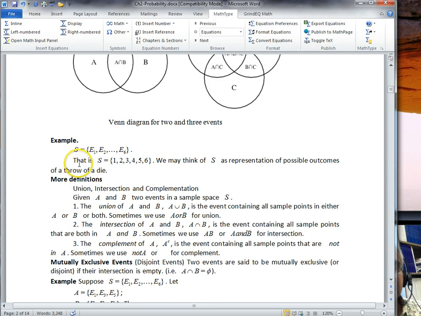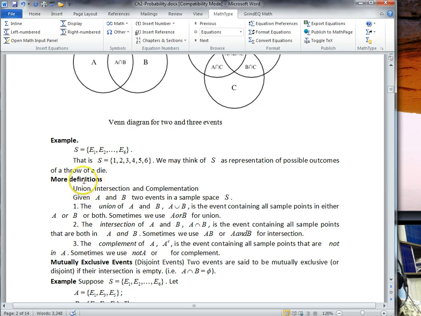So if you have a sample space with 6 elementary events, E1, E2 up to E6, or for ease, we're going to remove the E's and say these are just 1, 2, 3, 4, 5, 6, count them. Then we can think of it as a representation of possible outcomes of a throw of a die. And that's a good way to think about it. Really, between dice and coins, we can model almost any natural phenomenon.